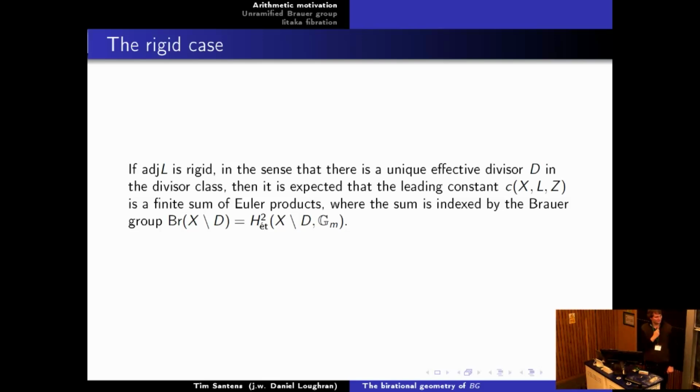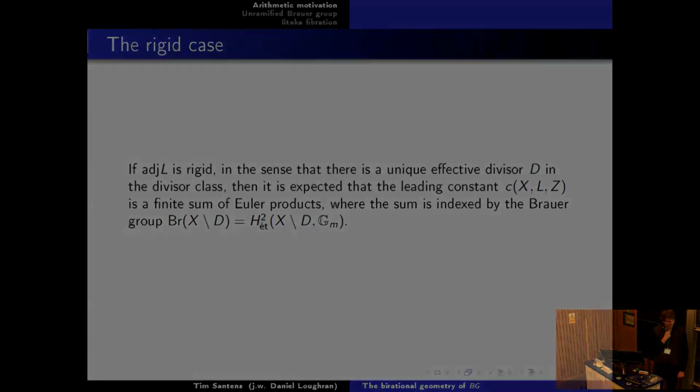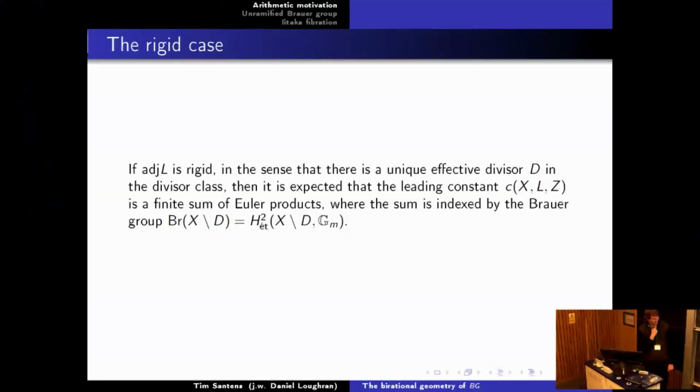By the Brauer group of X minus D, which is the second cohomology group of X minus D. These Euler products also have some geometric description, but let me not talk about this. This means that the leading constant is very much related to a certain geometric invariant, the Brauer group of your variety.